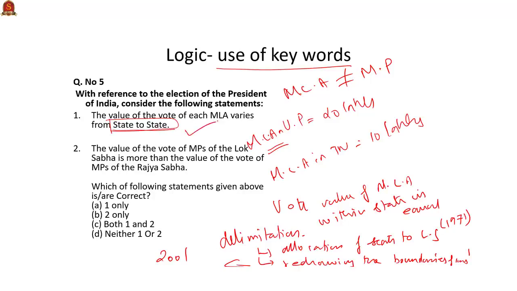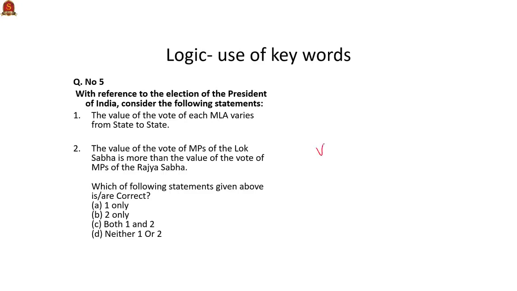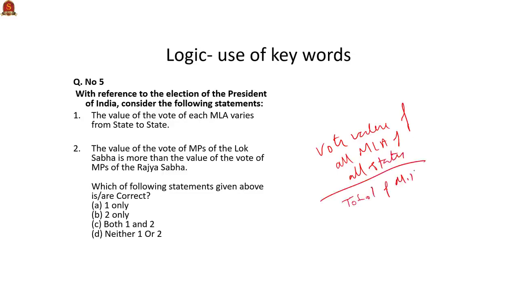And second, the vote value of MPs of Lok Sabha is more than the vote value of MPs of Rajya Sabha. This is a wrong statement. Why is it wrong? That is because of how we arrive at the vote value of MPs. First, we calculate the vote value of all MLAs of all states. Then we divide it by the total number of MPs who take part in the presidential election. So automatically the vote value of all the MPs is going to be the same. There is no difference between Lok Sabha and Rajya Sabha MPs. So the second statement is wrong.